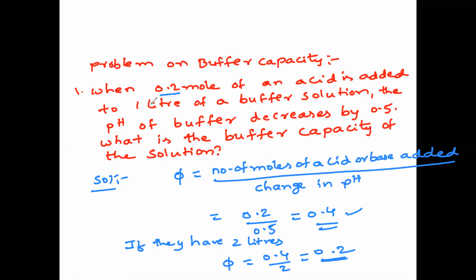Suppose in the examination they give 2 liters in volume, then 0.4 by 2. Whatever the final answer, divide by that volume. Here the volume is 1 liter, so 0.4 by 1 is 0.4. If they give 2 liters, 0.4 by 2 is 0.2. If they give 5 liters, 0.4 by 5. So it depends upon the volume. In this way you'll get buffer capacity, and this is called buffer capacity.